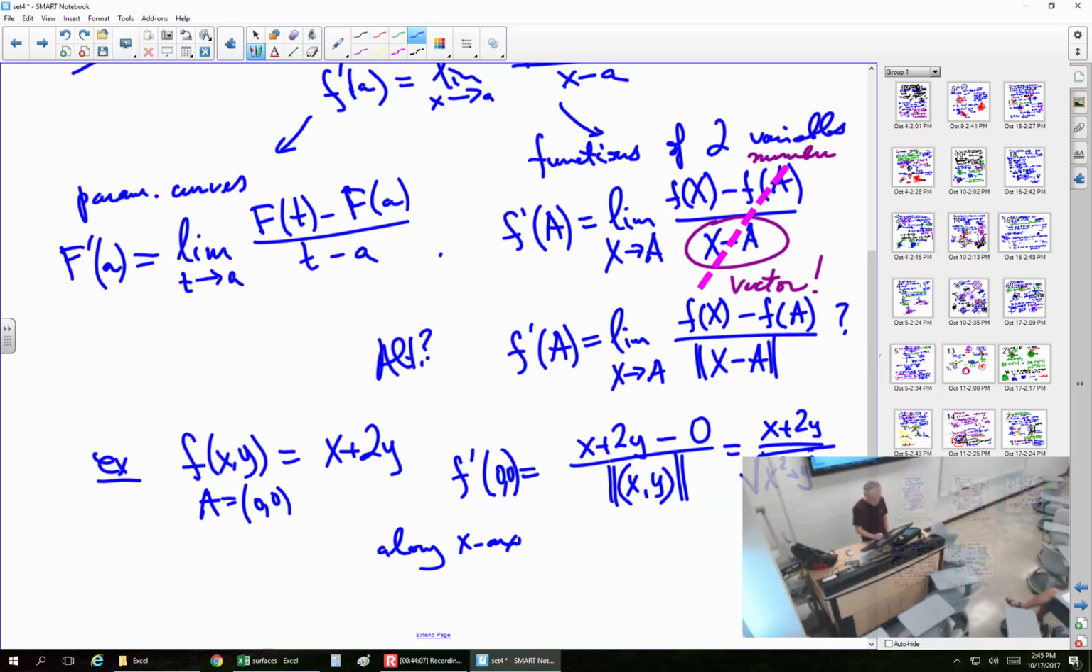x-axis, this is 1. Along the y-axis, it's 2. So yeah, the slope is different in different directions. Now we know that. So if we try to combine them into one number, it's impossible. So the derivative of a function of two variables cannot be a number.